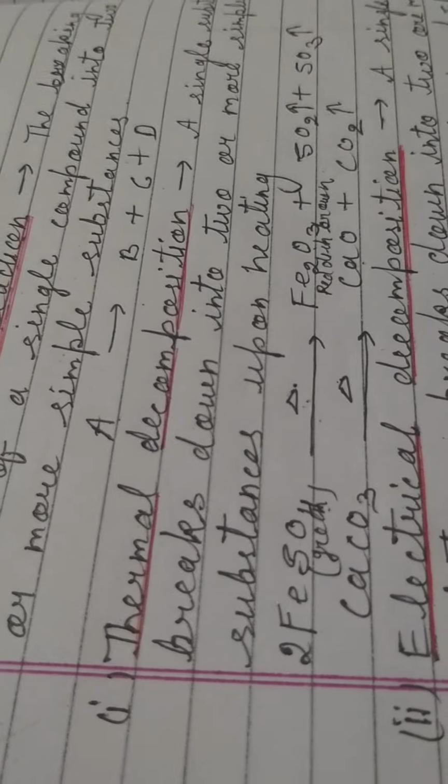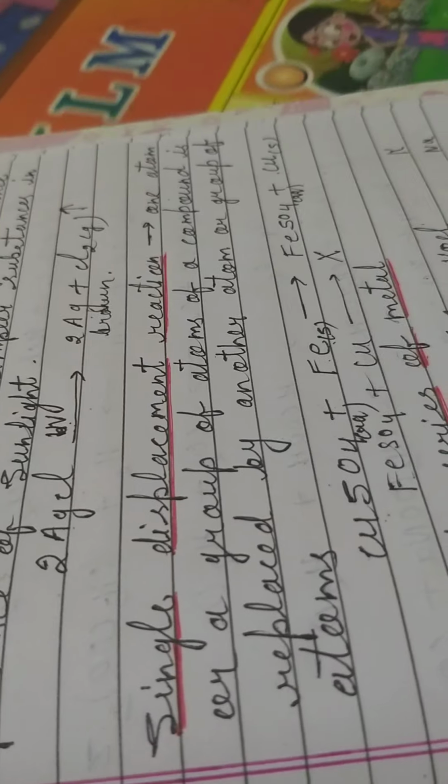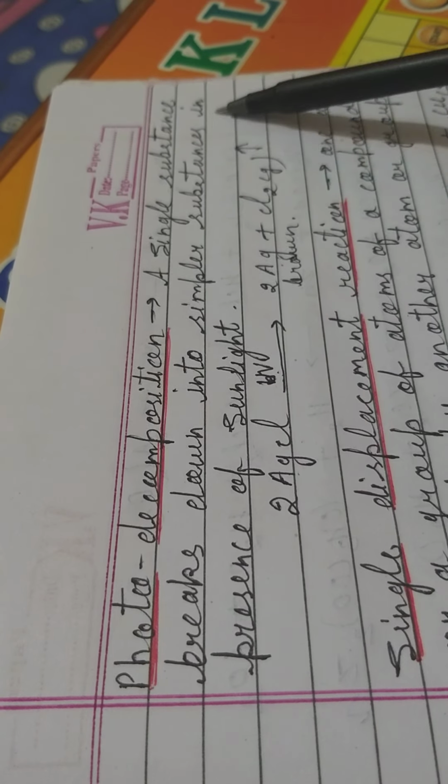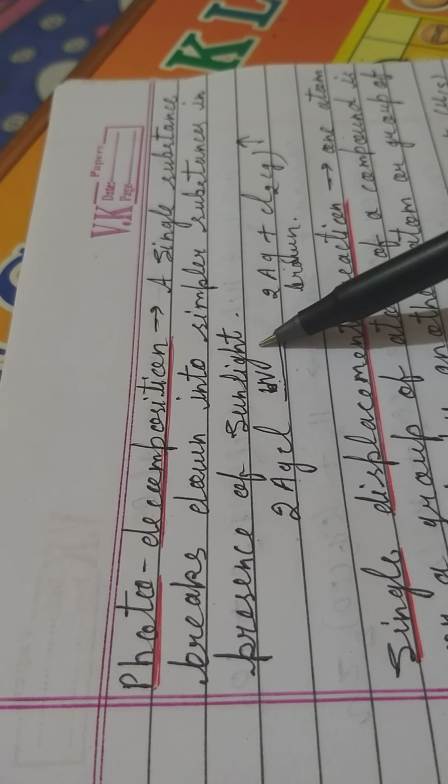Okay, I think you all have got it up to here. Now next we are talking about photo decomposition. So you see here, what is photo decomposition? Photo decomposition is when a single substance breaks down into simpler substances in the presence of sunlight.